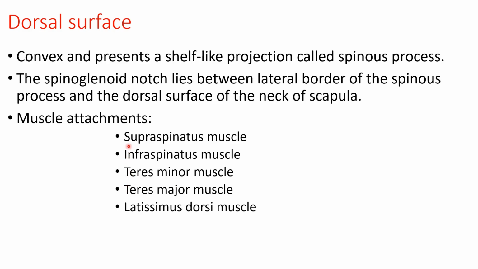So the first three muscles form what we call the rotator cuff muscles: the supraspinatus, infraspinatus, and the teres minor. If we add the other muscle that we saw on the subscapular surface, that is the subscapularis muscle, then we have the four rotator cuff muscles: supraspinatus, infraspinatus, teres minor, and the subscapularis. They form what we call the rotator cuff muscles. Then at the dorsal surface, we have the three rotator cuff muscles plus the teres major and the latissimus dorsi muscle.